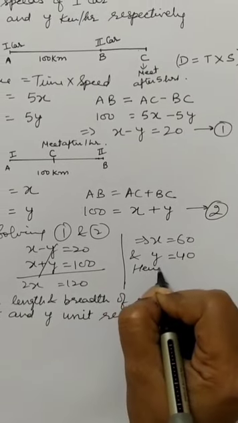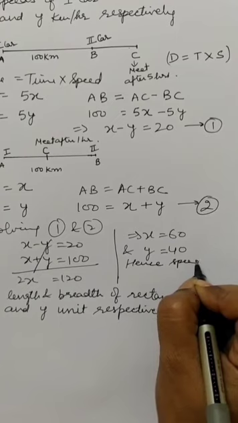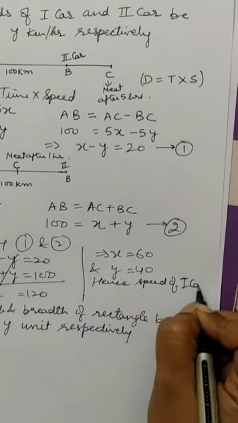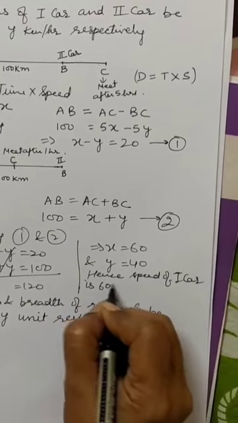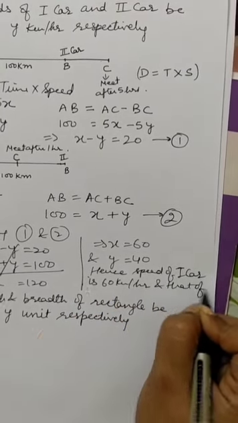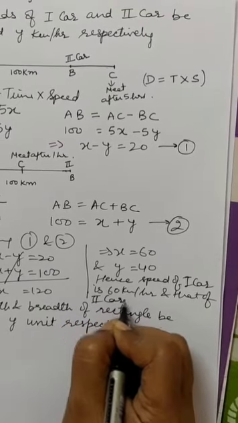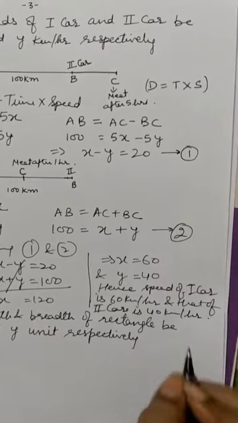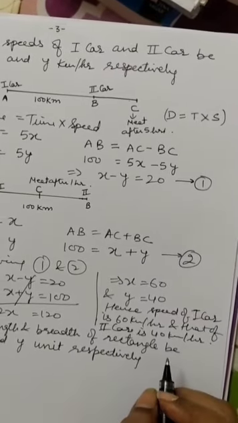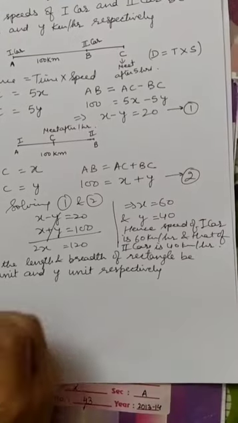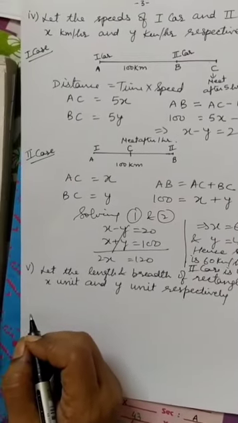Hence, the speed of the first car is 60 km per hour and that of the second car is 40 km per hour. In a word problem, we always write an ending statement at the end. Next, fifth part. Let us read.